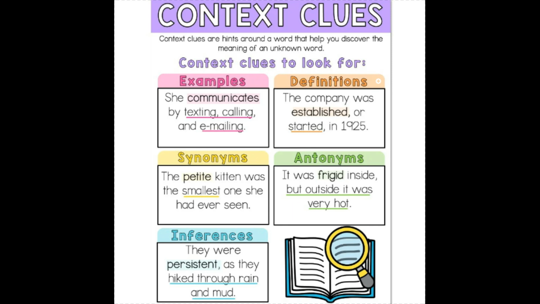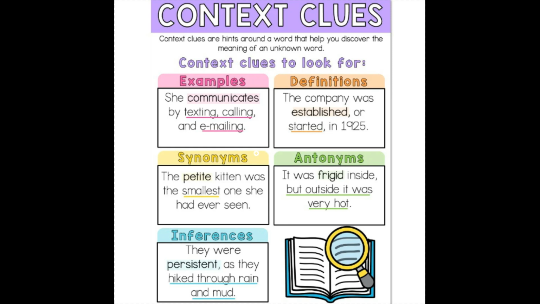Here's another type you can look for. Definitions. The company was established, or started, in 1925. If you don't know what the big word established means, look right here, right after it between these two commas. Or started. It is defining or telling you what this word means. Established means started. This is a definition built right into the sentence.